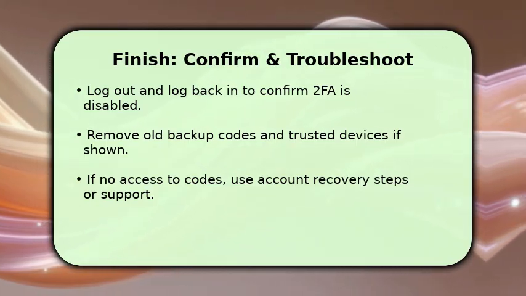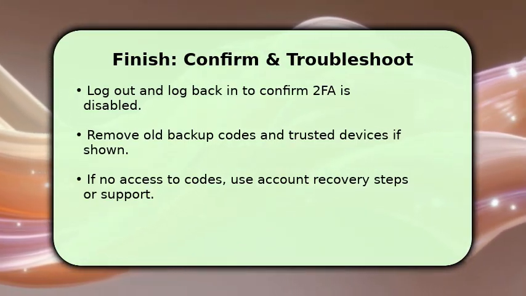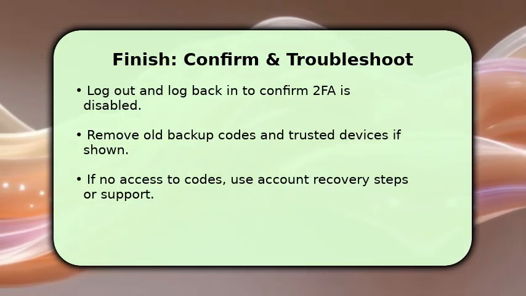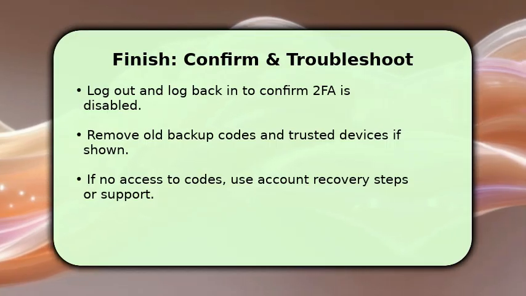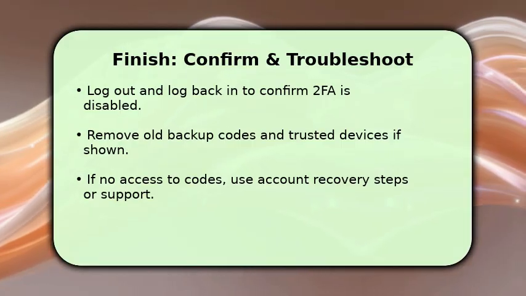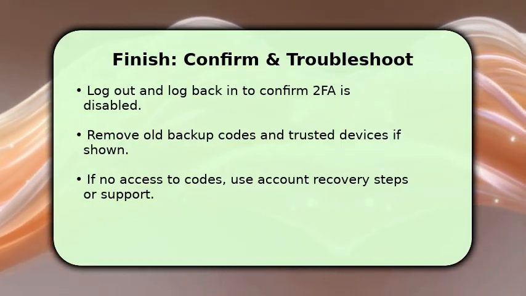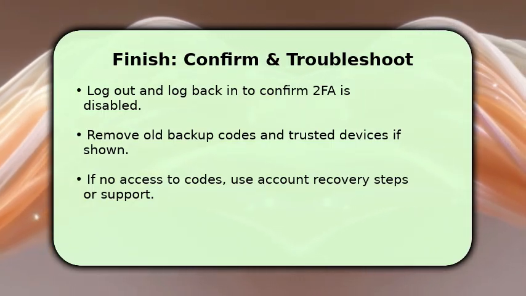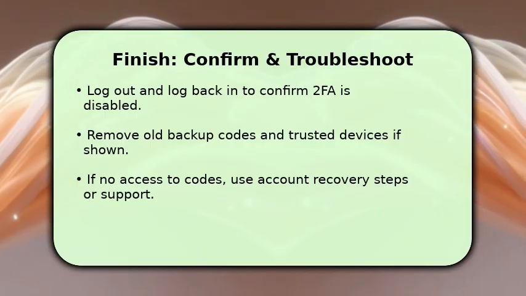If Snapchat still prompts for codes, clear app cache or reinstall and try again. If you can't receive codes because you lost your phone or authenticator, use Snapchat's account recovery flow. Select Can't Access My Phone or Authenticator and follow the verification steps. Support may require ID verification, which is slower but necessary to regain control.